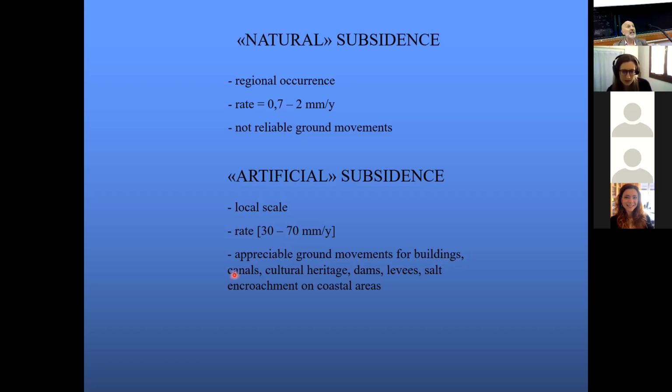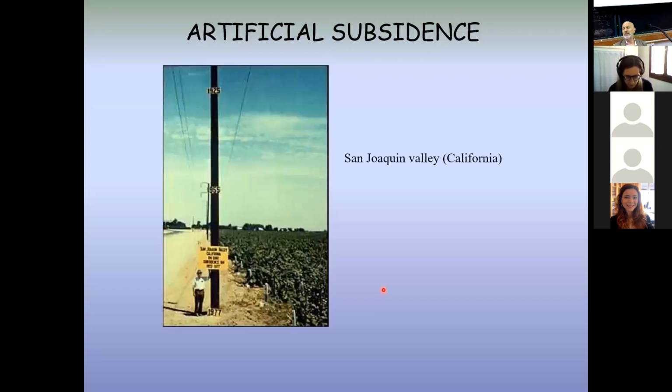Also canals can invert their slope. And you can also have damages and instability problems for monuments, dams, levees, and also the problem of salt encroachment, salt intrusion along the coastal areas.